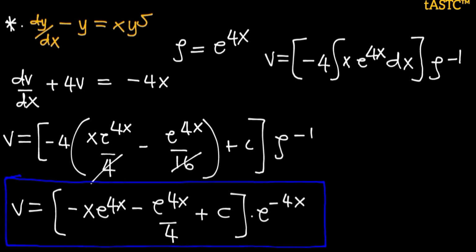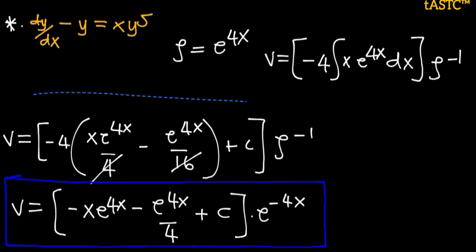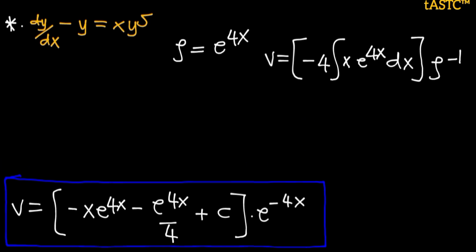Now what if you were required to find out what will be the value of y? Because from the original equation we do not have a v. But we know what v was. What did we say v was?